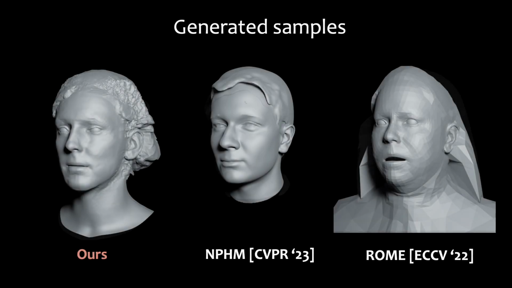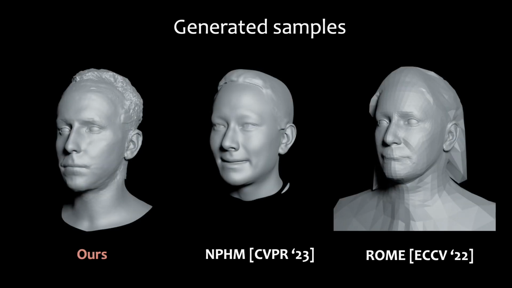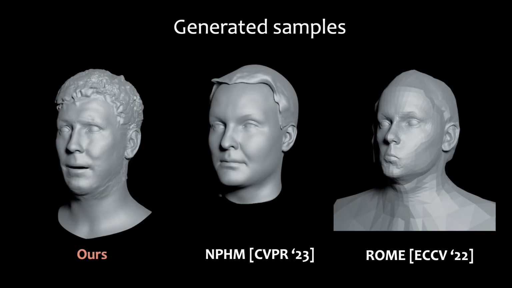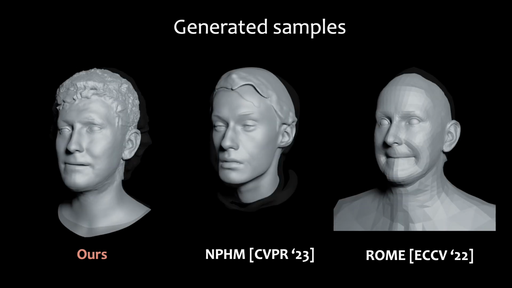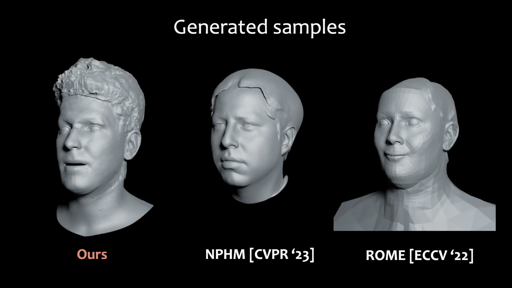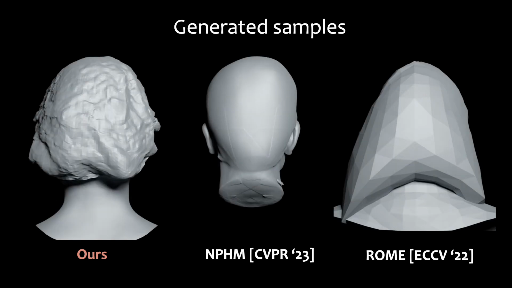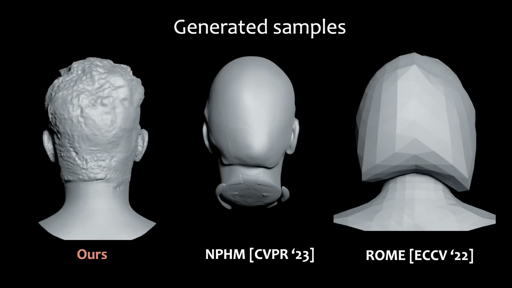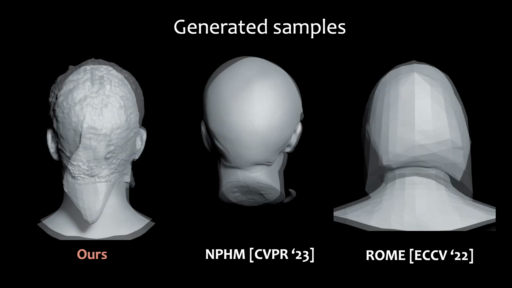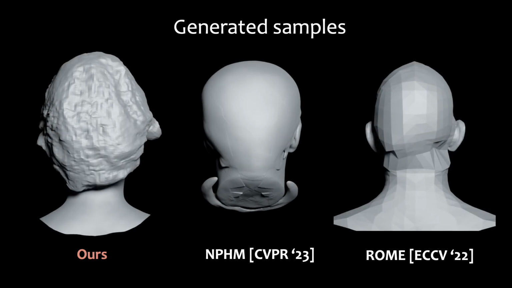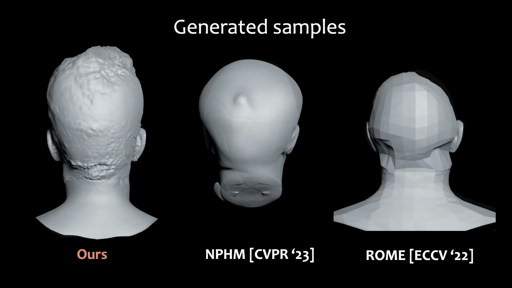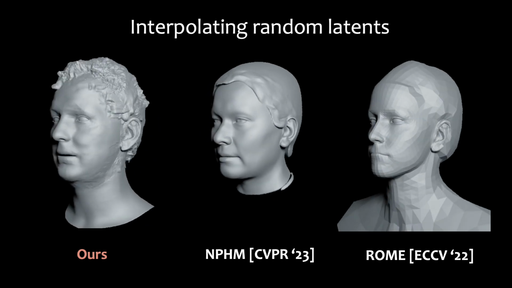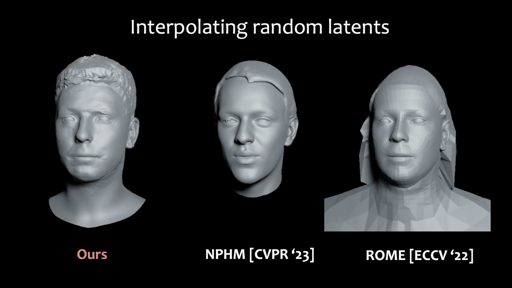We compare the results of unconditional generation to the state-of-the-art methods for constructing animatable head models, NPHM and ROM. Despite that both of them are capable of modeling large geometry deformations, the diversity and level of detail are generally inferior to our method. This can be further assessed by traversing the latent space of the generative models.